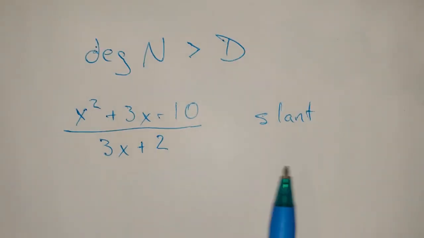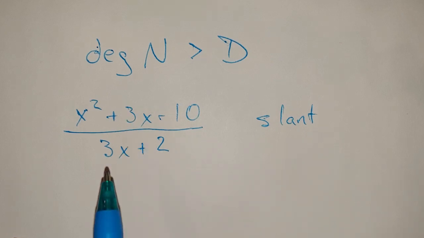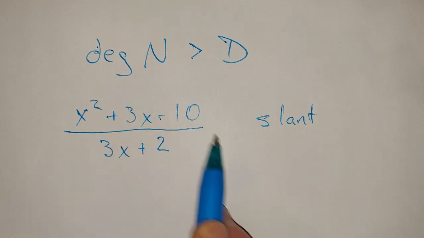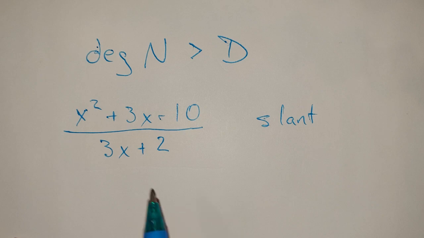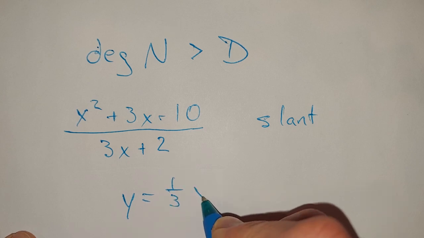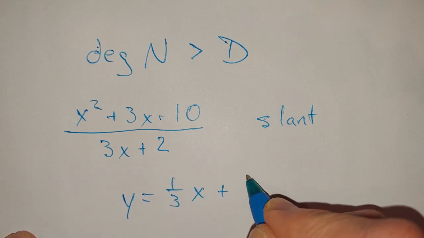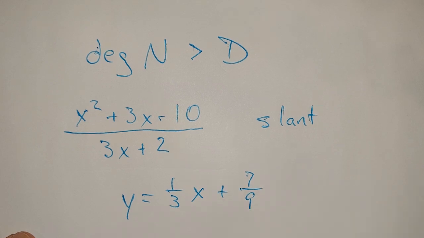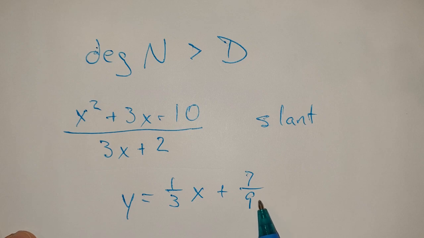Now, to find the slant asymptote, we just divide the numerator by the denominator. In other words, this is a fraction. What we would get here is that y is equal to 1/3 x plus 7/9. Plus there's a remainder. We don't worry about that. So in other words, our slant asymptote is an imaginary line that has a y-intercept of 7/9 and a slope of 1/3.